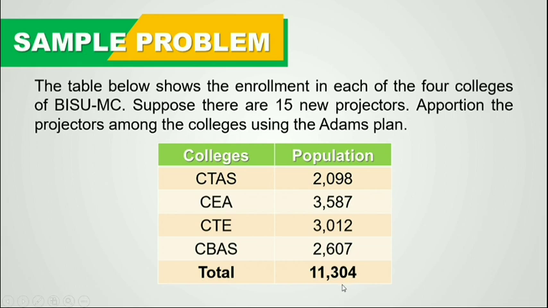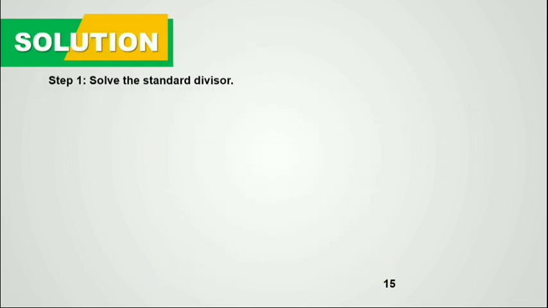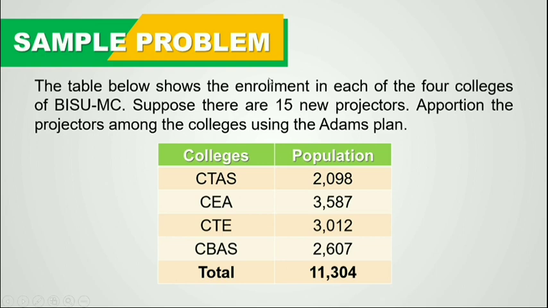So this is just a sample problem. This is the total population of WMMC. Now, let's follow the steps. In order for us to apportion these 15 new projectors to the 4 colleges of WMMC, we will be using the Adams plan of apportionment.